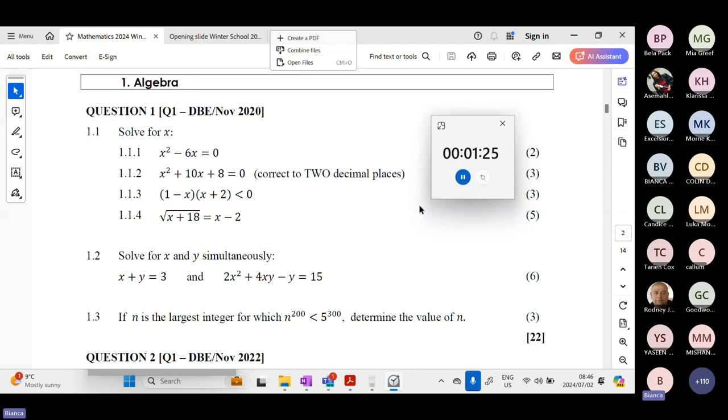You have to show the substitution into the formula. But you don't have to write the A, B, C, but you have to show the B, the A, the actual numbers in the formula. Yeah. We take off the mark.